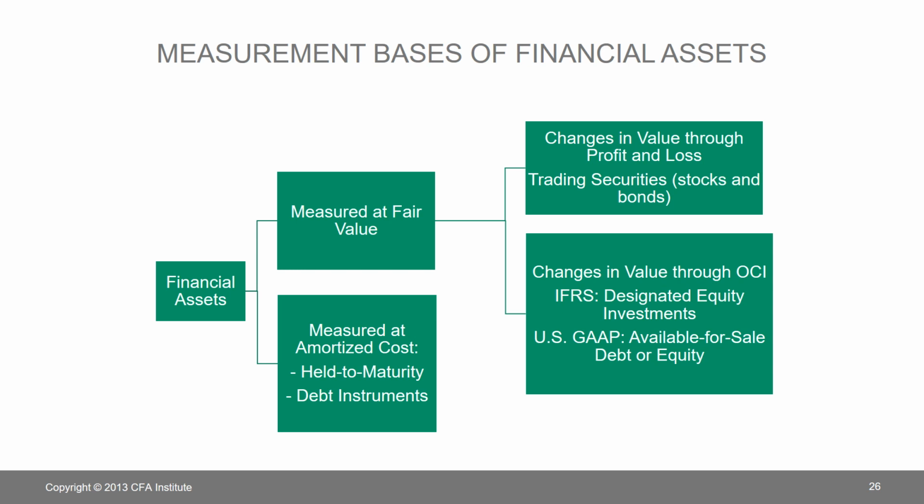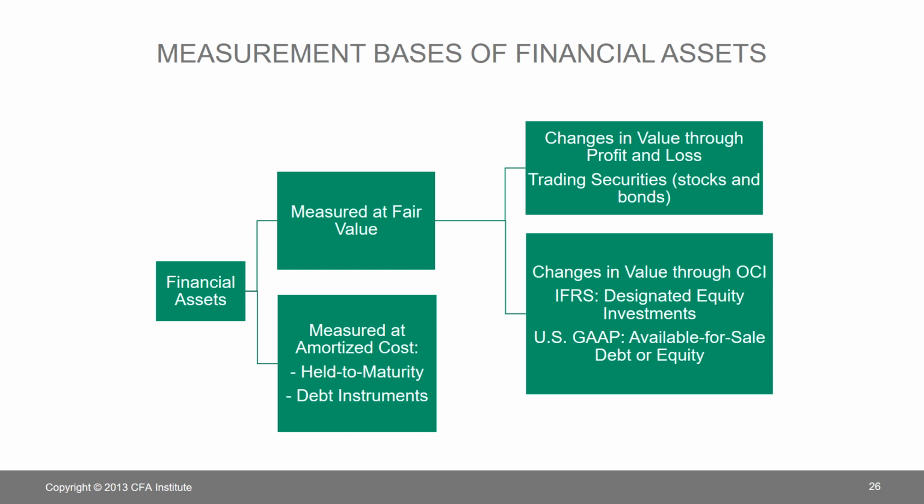When a financial asset is sold, any realized gain or loss is reported on the income statement. Now, the category of held for trading or trading securities under US GAAP refers to a category of financial assets that are acquired primarily for the purpose of selling in the near term. Such assets are likely to be held only for a short period of time, measured at fair value, and any unrealized holding gains or losses are recognized as profit or loss on the income statement.